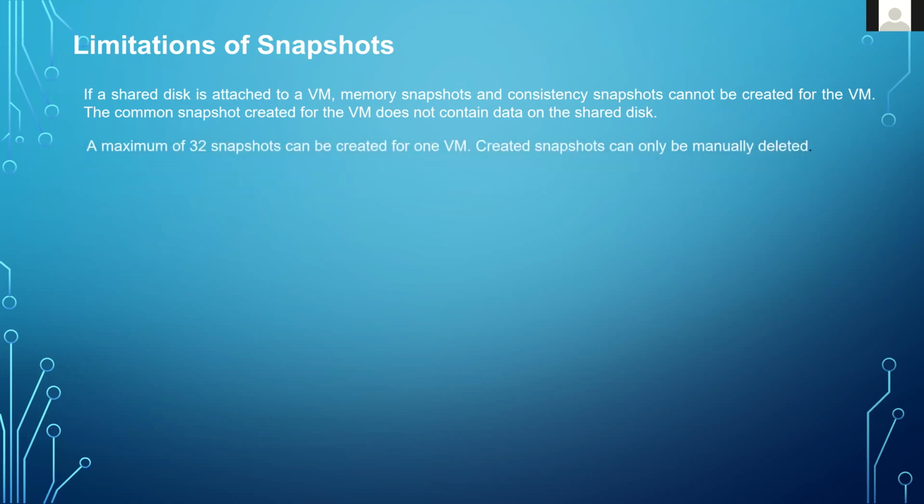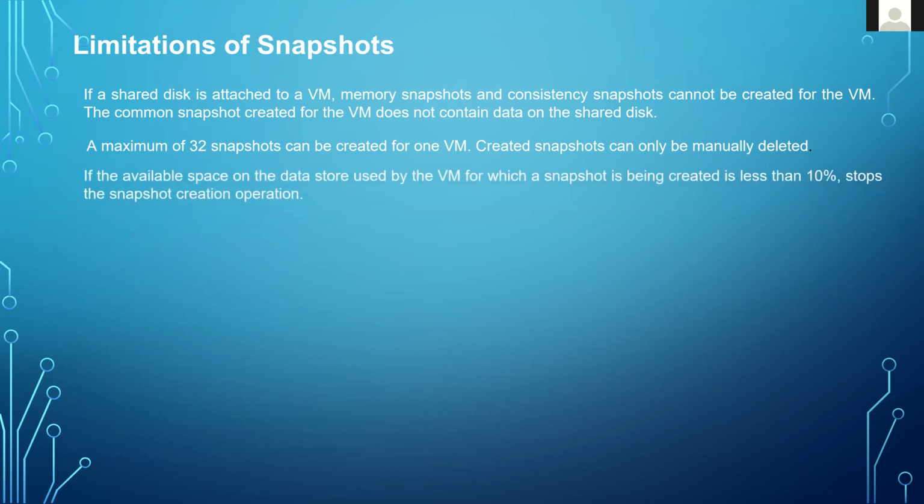The other one is that a maximum of 32 snapshots can be created. As we discussed, we can create only 32 snapshots per VM. But it is not recommended to have 32 snapshots. As we already discussed, you should just keep 2 or 3 snapshots per chain. This is the best practice. But if you want, you can take more. After 32, you have to delete some of the snapshots to take more snapshots.